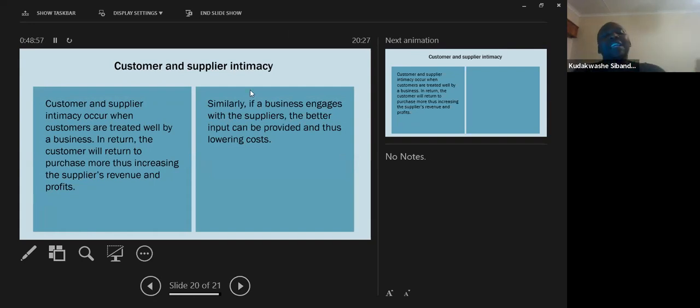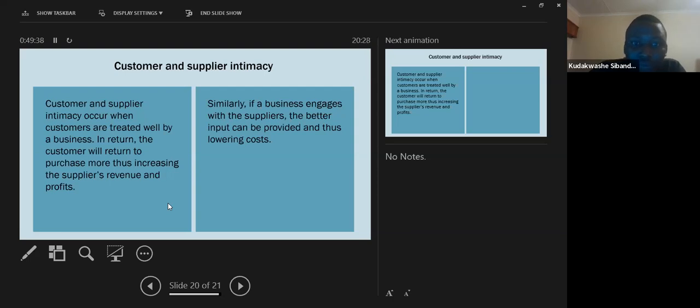And then we have customer and supplier intimacy, right? So customer and supplier intimacy, okay, is when customers are treated well by a business. I think we talked about it, right? Customer relationship. If a company does not treat customers nicely, there is another company that offers the same services. Remember, it's a competition. A company does not exist on its own. It's not self-existent. It lives in an environment, an external environment. So one of the things that constitute an external environment are competitors or rivals, right?